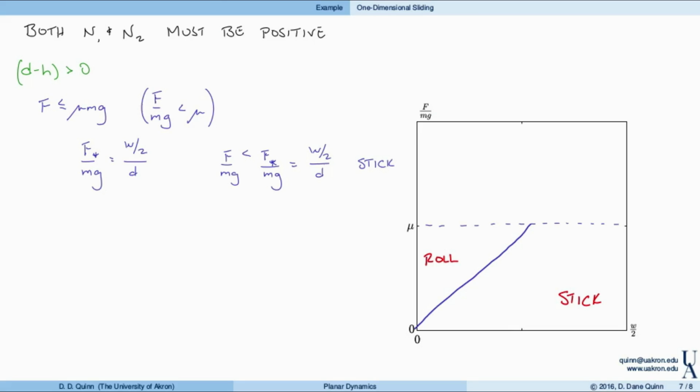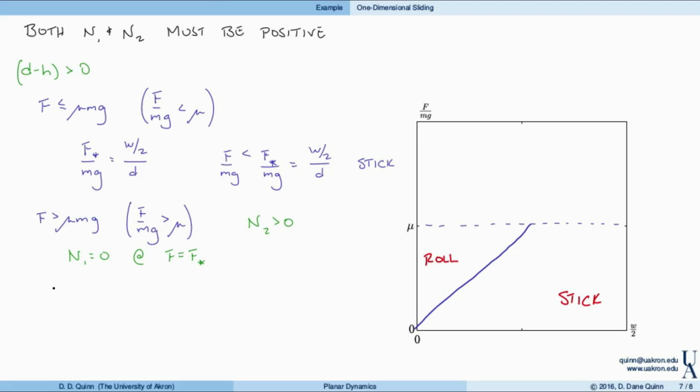So then we have to go and look at our slip analysis. This would have been F greater than mu mg, or F over mg greater than mu. Now, we had said that N2 was always going to be positive. But N1 equals 0 at some critical level of force. And again, we'll call that F star.